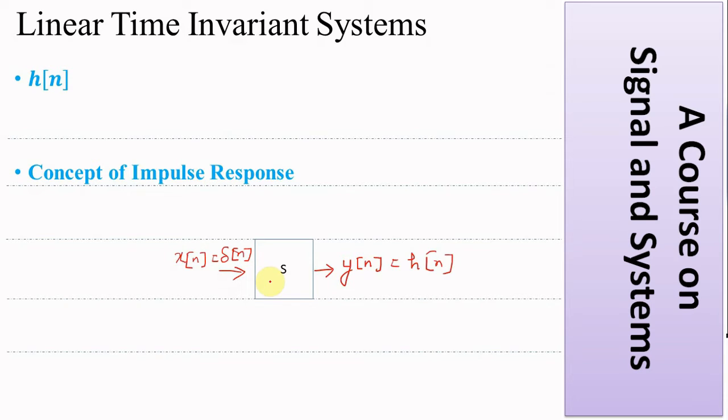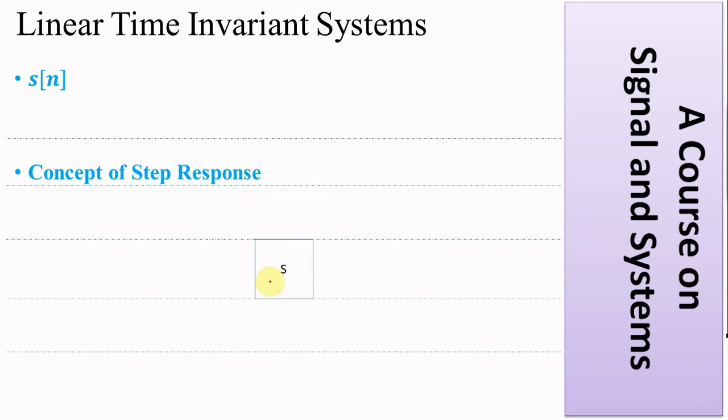Another concept which is less traversed but is also supposed to be introduced is the step response. So again, for discrete time systems, the step response is given by s of n. n is the time index and s is the signal. So what is a step response? Similar to impulse response, it is the response of the system when we apply the unit step signal at the input.